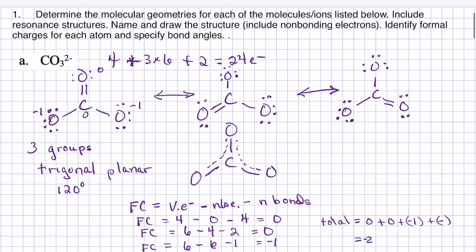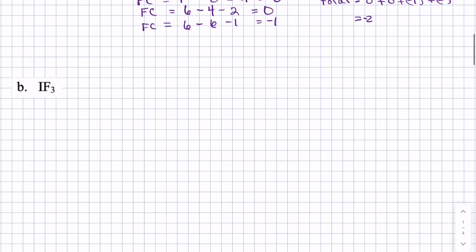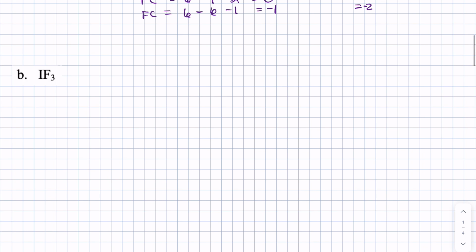All right, so let's move on to IF3. We'll do the same thing here when we do IF3. The iodine is in column 7. The fluorine is in column 7. All of these have 7 valence electrons. So the total number of electrons is equal to 28, 4 times 7.